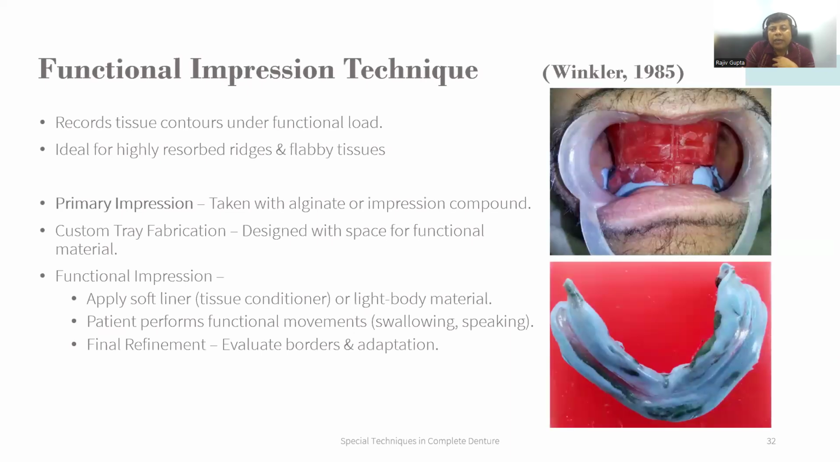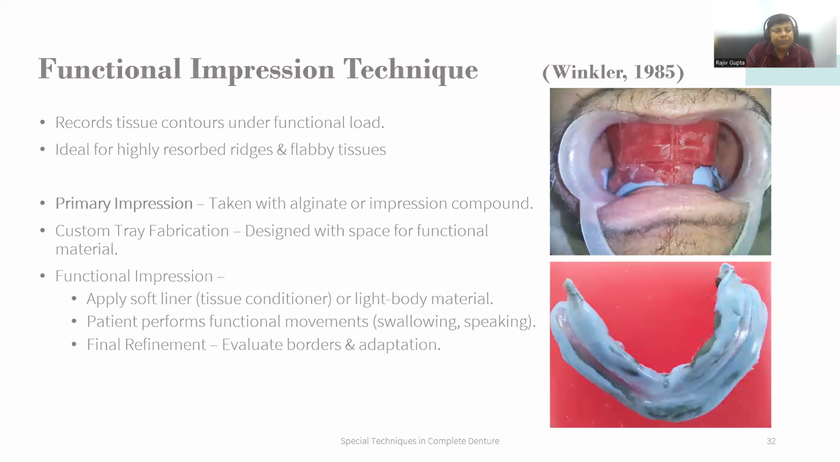Another technique given by Winkler in 1985 is your functional impression technique. In this, we are recording the tissue contour under functional load. So it is ideal for highly resorbed or flabby ridges. We are mimicking the right functional load and recording the displacement of the tissues accordingly. The primary impression is taken with alginate or impression compound. Then we are fabricating the custom tray, which has a spacer for your functional material. Then we are applying either a soft tissue liner or a light body. And the patient does all the functional movements, that is your swallowing and speaking. So it's kind of a closed mouth impression technique.